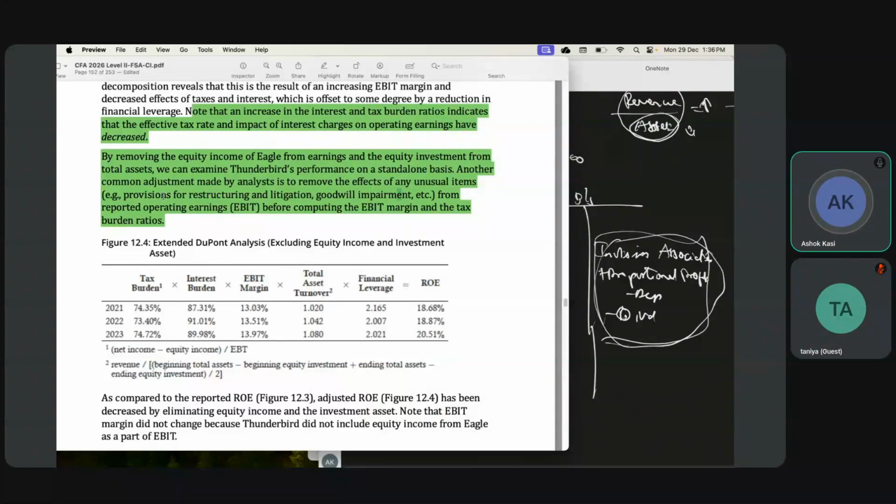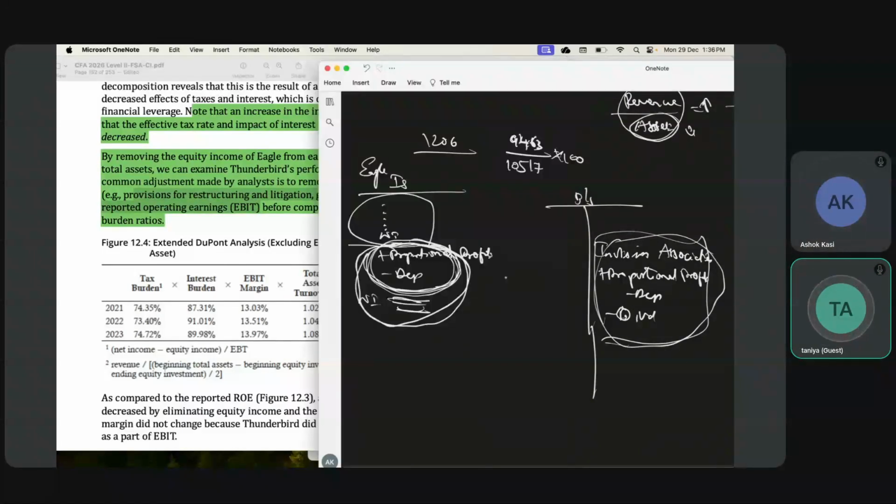Okay, and also you have to adjust this part as well. So, I'm thinking, if we are removing all the equity, what will remain? That income that we are... What do you mean by what will remain? See, we are removing. Imagine we want to study the Thunderbird company now. So how do we study? We have to remove this part, and you have to remove this part. Okay. Understood.